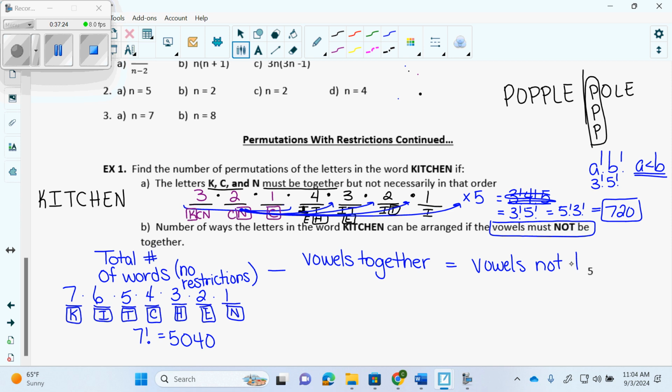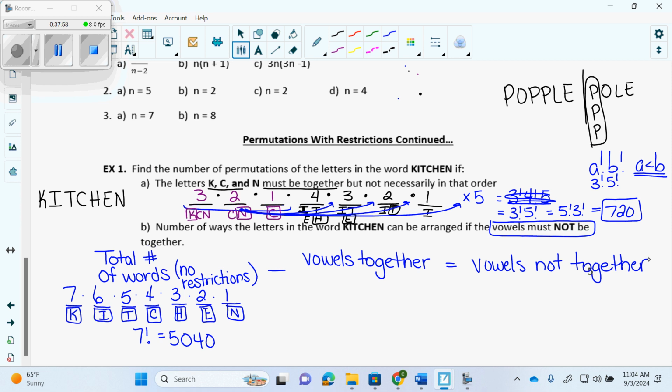Which is what you guys told me you would do if I wanted the kids not in this class. You didn't go and find the kids not in this class. What did you do? You took the total and you subtracted off the opposite of not in this class, which is people in this class. So you took the total, you subtracted off the kids in this class, and what was left over was the kids not in this class. So when I want not vowels together, I take the total number of words from kitchen, I subtract off all the vowels together cases, I chuck them out, and then what's left over? The vowels not together. It's the opposite case. Does that make sense? All right.